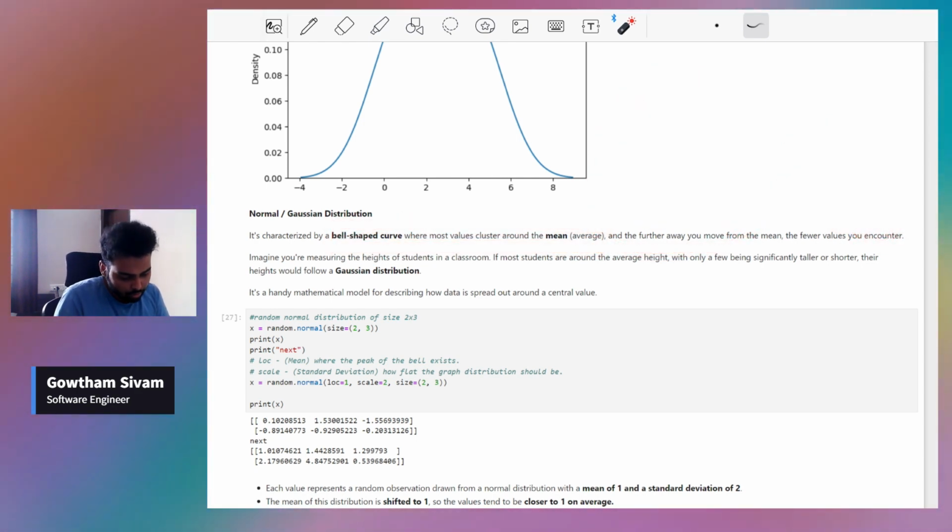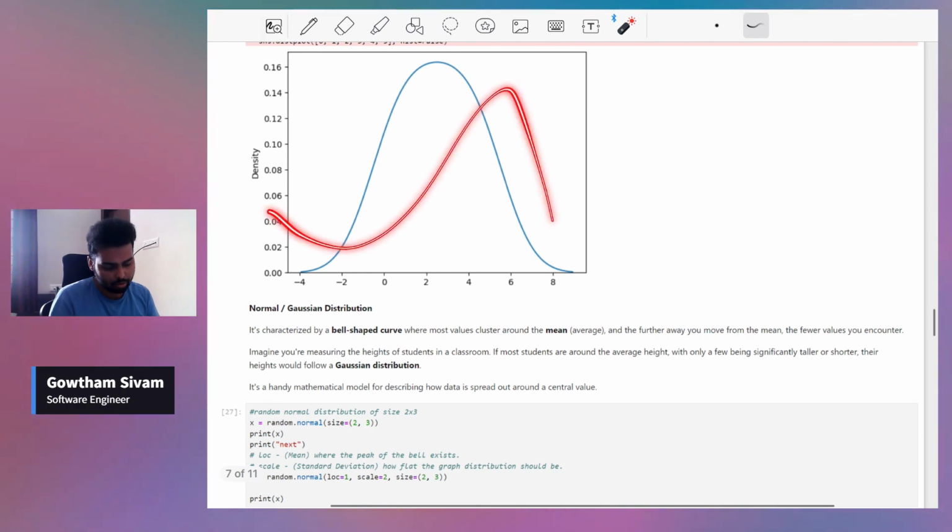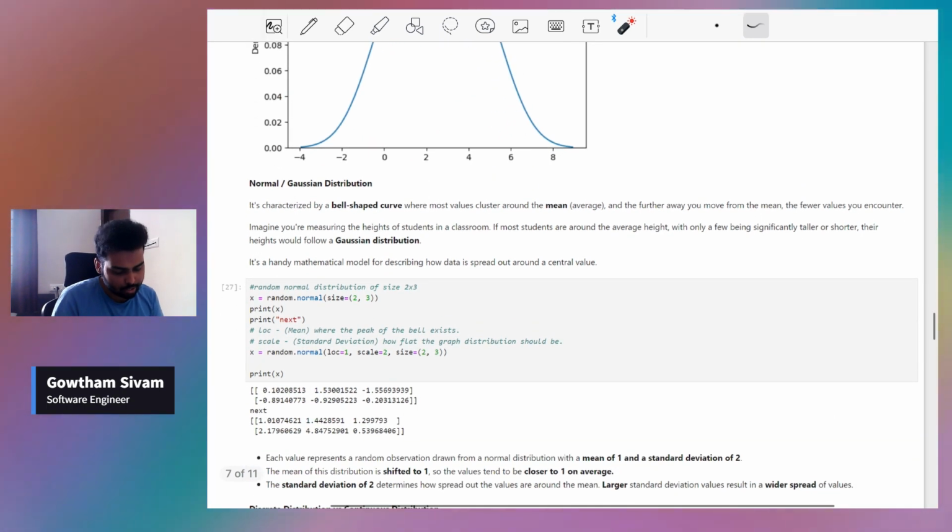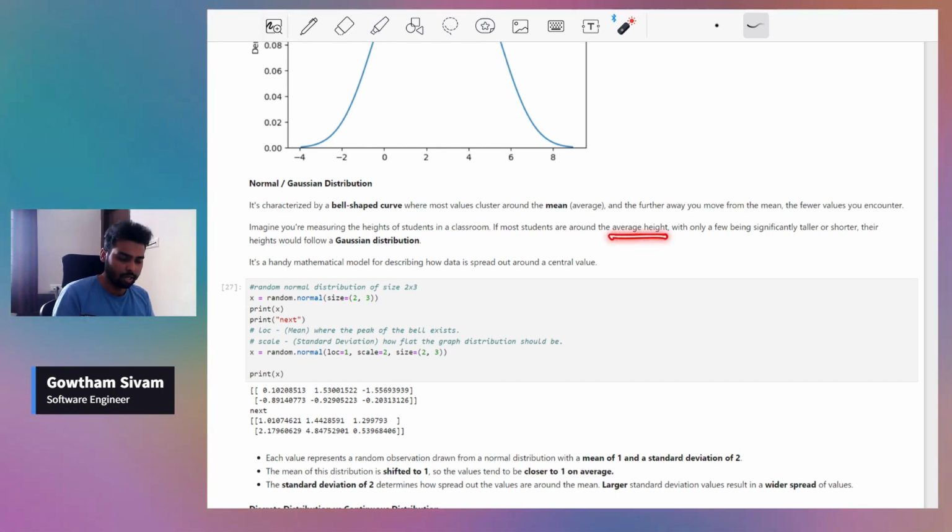Most values cluster around the mean, and the further away you move from the mean, the fewer values you encounter. Which means as you move away from the mean, the number of data points gets lower. That is how you get a bell-shaped curve as you see here. Imagine you are measuring the heights of students in a classroom. If most students are around the average height, with only a few being significantly taller or shorter, their heights would follow a Gaussian distribution.